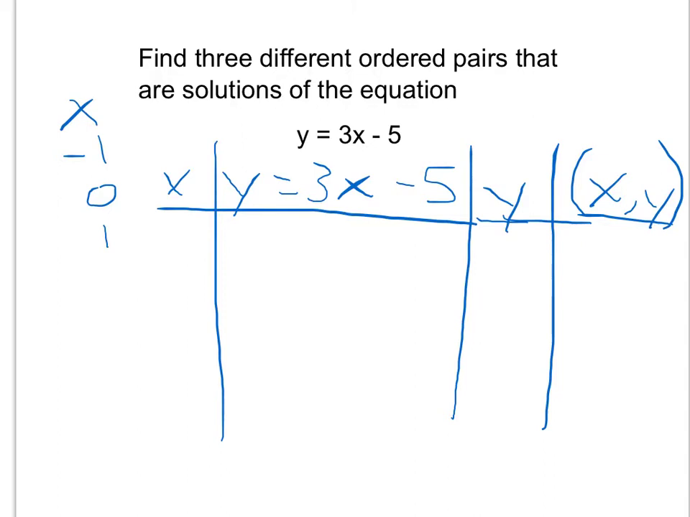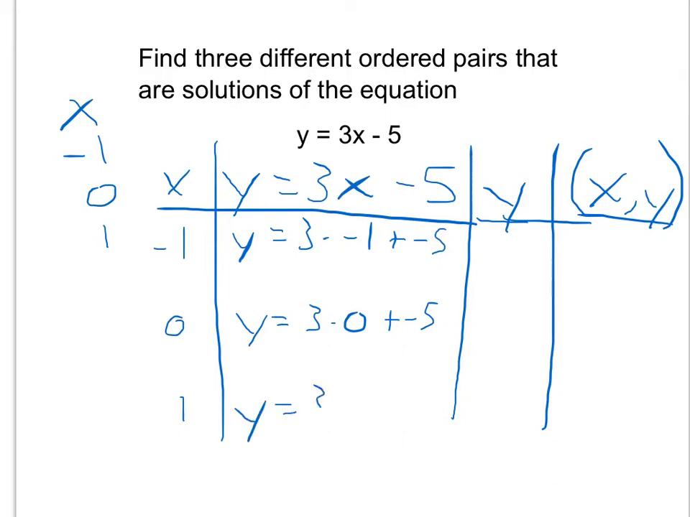So again, normally for x we're going to plug in negative 2, negative 1, 0, 1, and 2, but this one only asks for 3 values. So I'm going to plug in negative 1, 0, and 1, and see what I get for y. So I've got y equals 3 times negative 1, and this is plus negative 5 when we change it to adding. Here I've got y equals 3 times 0 plus negative 5, and here I've got y equals 3 times 1 plus negative 5.